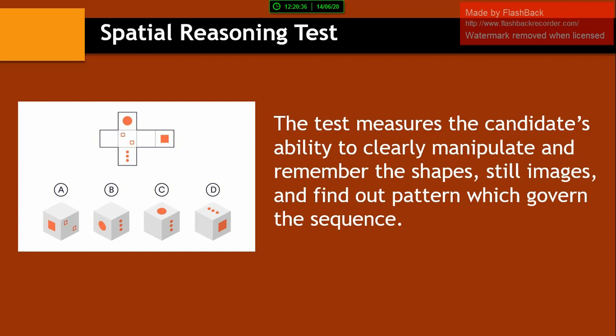Spatial reasoning test. The test measures the candidate's ability to manipulate and remember shapes and still images, and to find out the pattern which governs the sequence. In this picture, the candidate can identify the exact pictures to remember the shapes. So that is the spatial reasoning test.